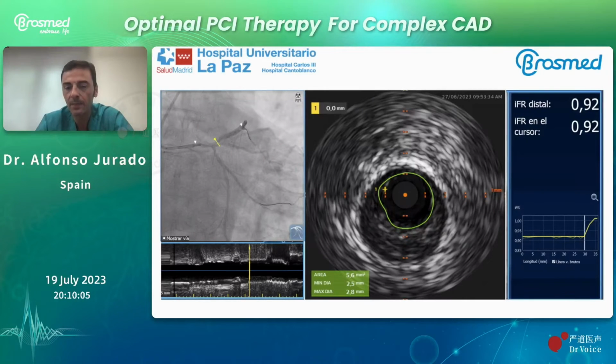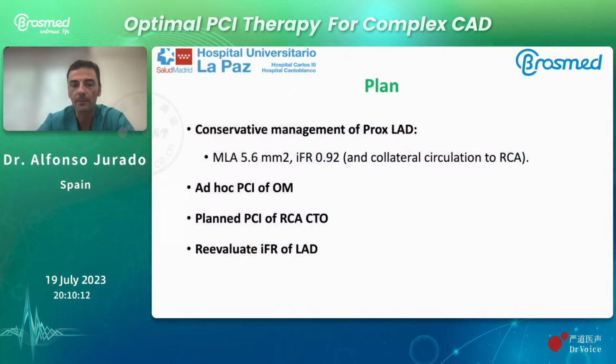So at that time, and taking into account all the considerations you have mentioned, we decided to perform this plan: to be conservative with the LAD at that time, perform an ad hoc PCI of the critical lesion or subocclusion of the marginal branch that was jailed by the previous stent, and then plan a CTO PCI of the right, and then reevaluate at that time the physiological assessment of the LAD.